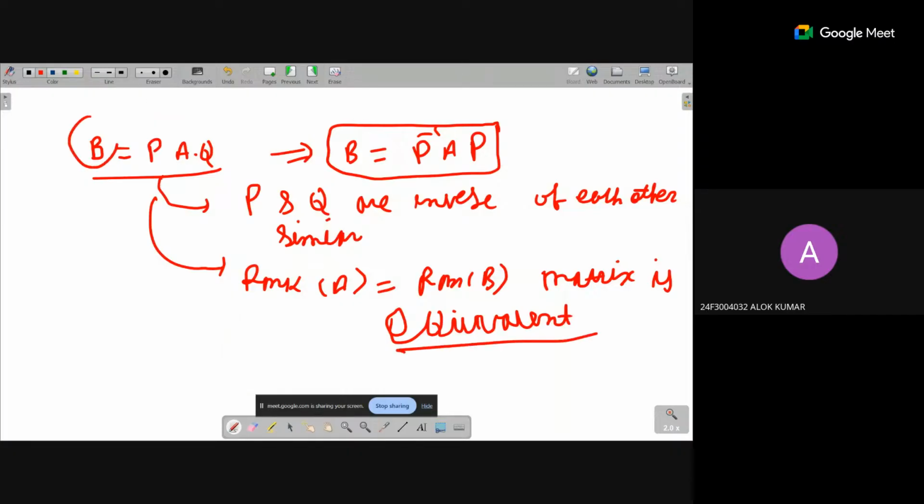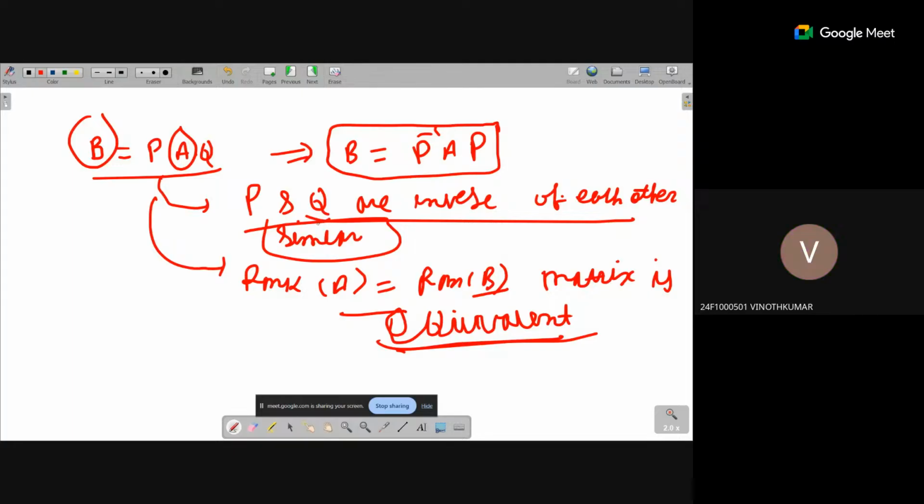So we have been given two matrices A and B. If we check that the ranks of A and B are equal, then the matrices are equivalent. And if P and Q are inverses of each other, then we can say that A and B are similar.